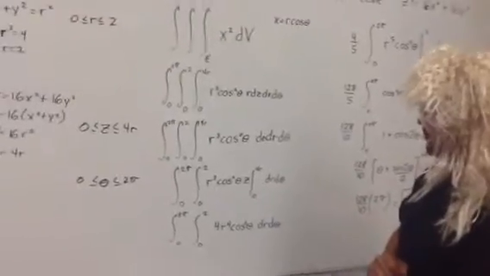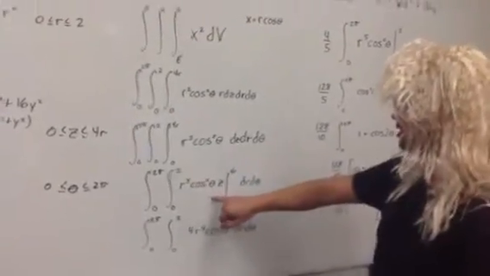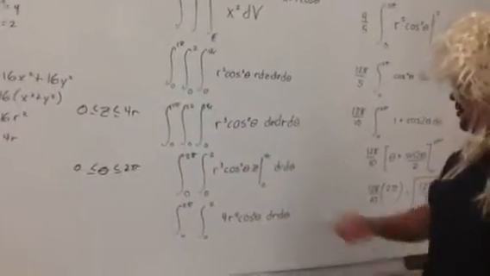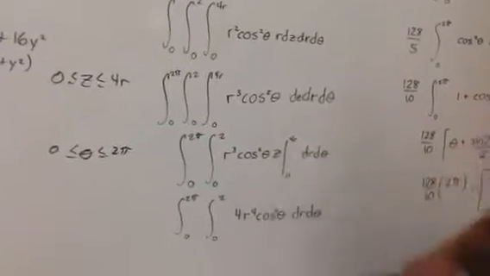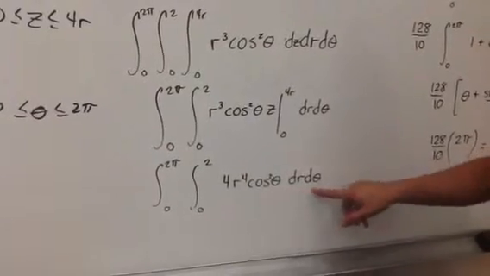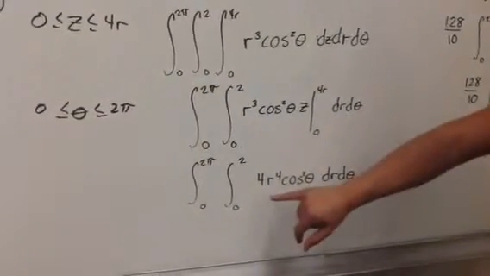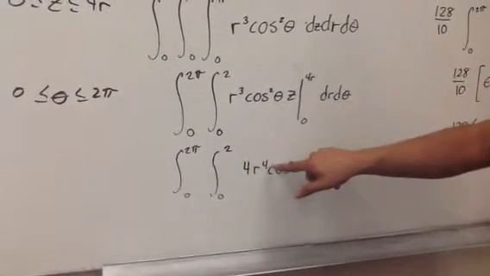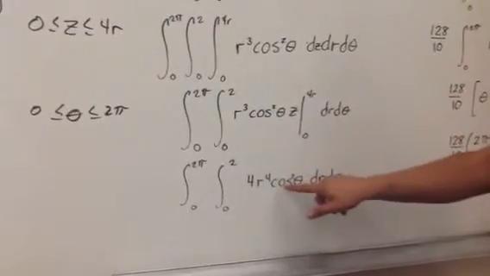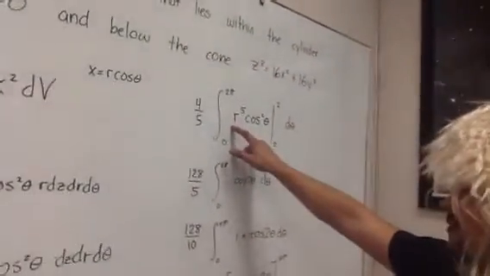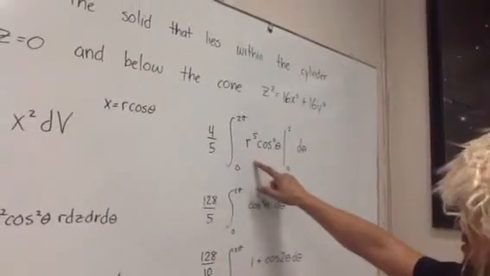Integrating, once we integrate with respect to z, it's just a plain z multiplied to it. So once we evaluate from 0 to 4r, we get 4r to the 4th cosine squared theta dr d theta. Here, when we integrate with respect to r, we end up getting 4r to the 5th divided by 5 cosine squared theta d theta. That will bring us up here. Once we get that, we can factor out our 4/5, and that will leave us with this integral.